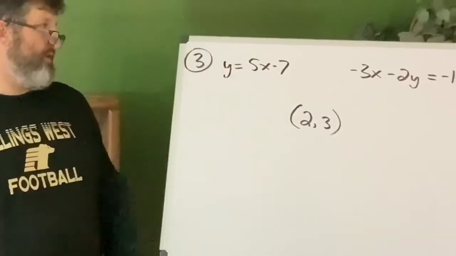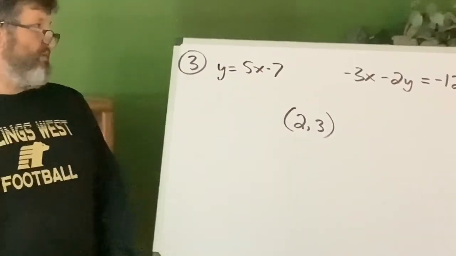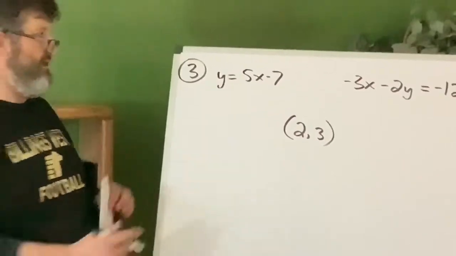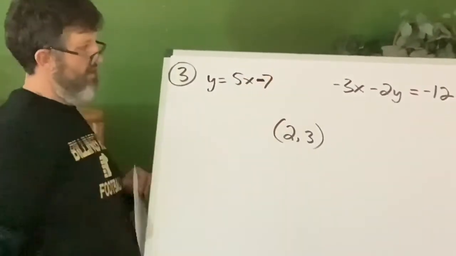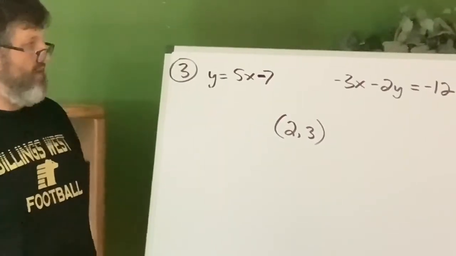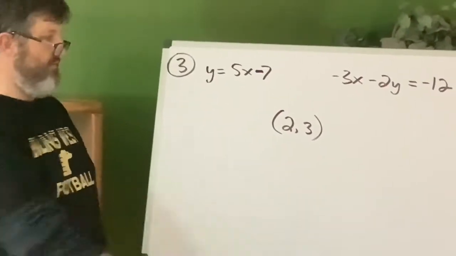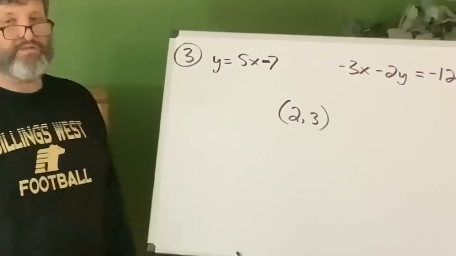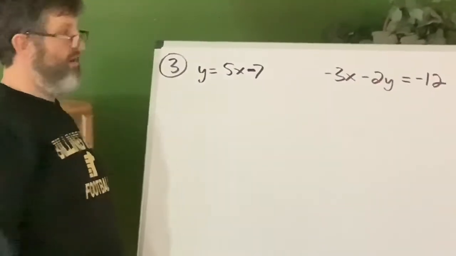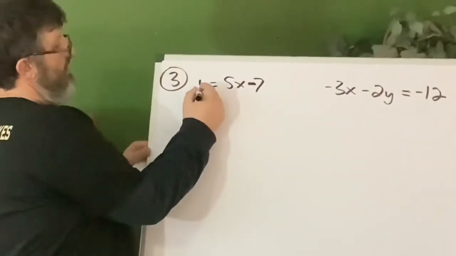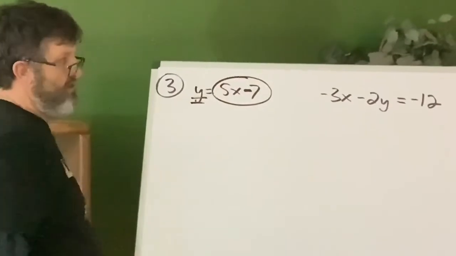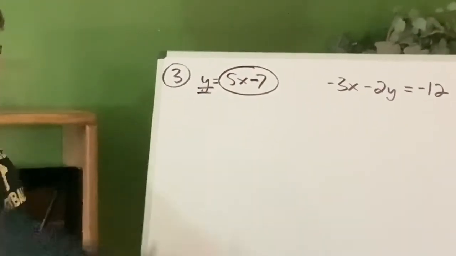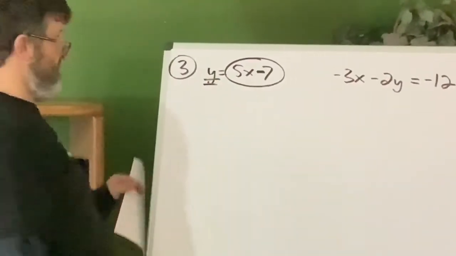Practice problem number 3. y equals 5x minus 7 and negative 3x minus 2y equals negative 12. There's your answer, 2, 3. Okay, did you get the answer? Well, here's how you should have done it if you didn't get it. Here's y, double underline, circle. Hopefully I'm getting that through your heads. Found my naked variable, circled what it's equal to. Here we go.